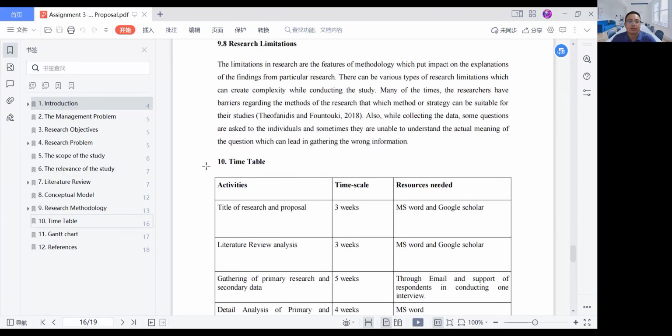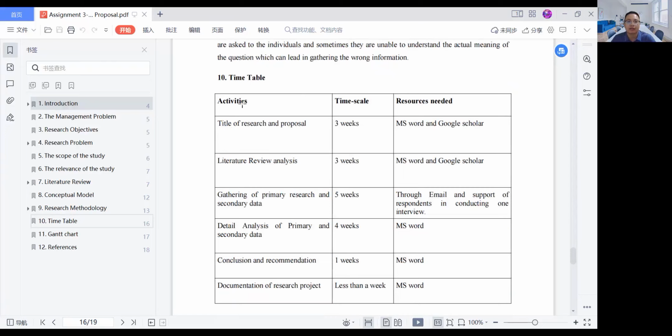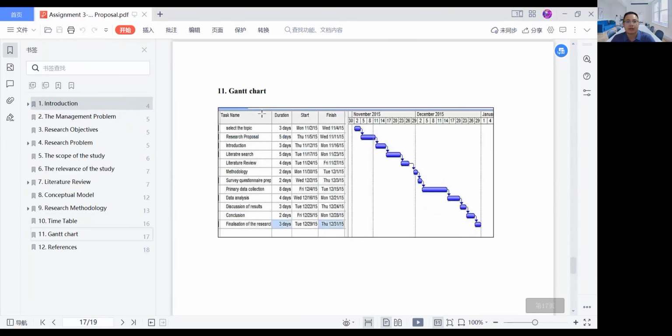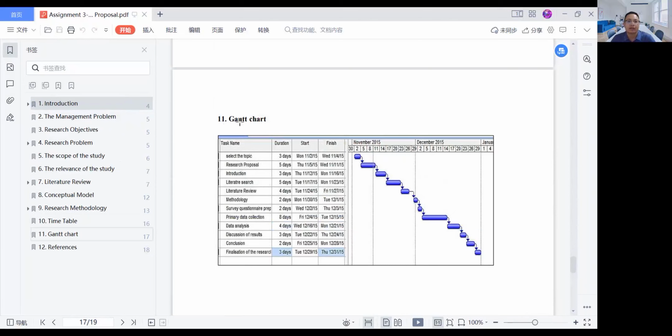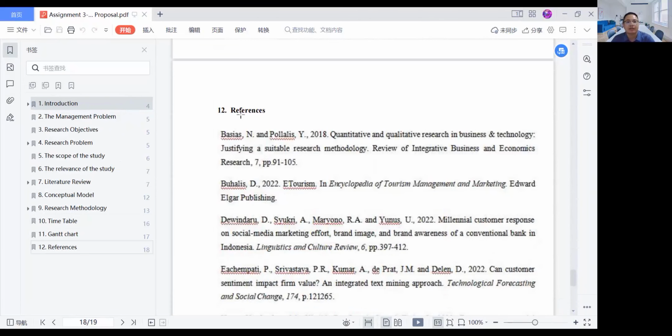This is your activity timetable. This is the activity, time cycle, and resources needed. Next is a Gantt chart. Next is a reference.